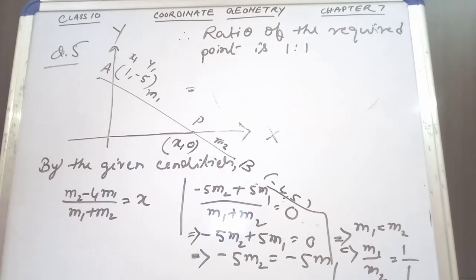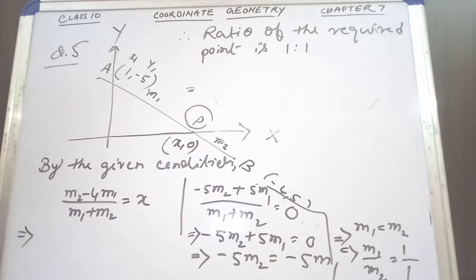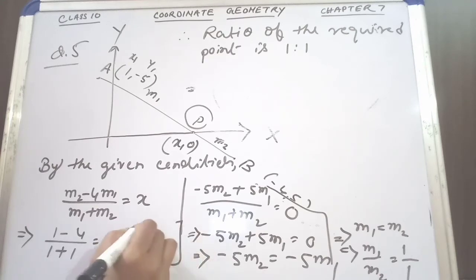And the next part is also to find the coordinate of the point of division. That means you have to find the coordinate of P. So for that you have to know the value of x. In this case, solve this part, because we know the ratio of m1 is to m2 is equal to 1 is to 1. So put the value: 1 minus 4 by 1 plus 1 is equal to x, because m1 is to m2 is equal to 1 is to 1.